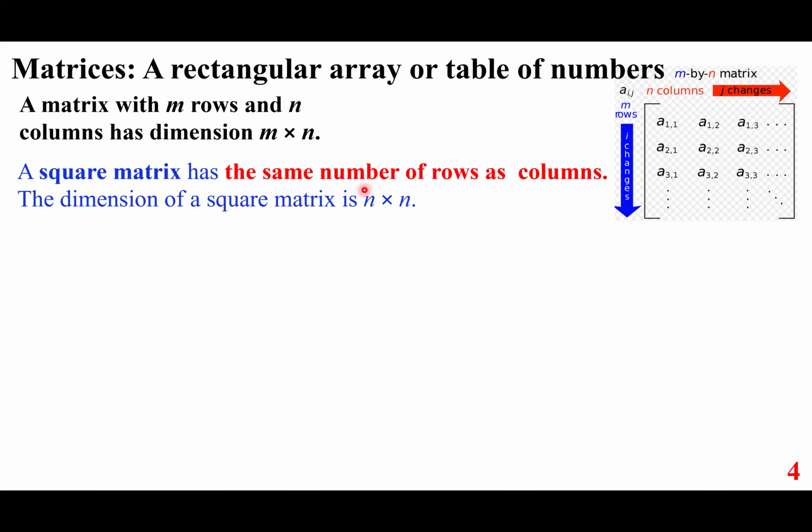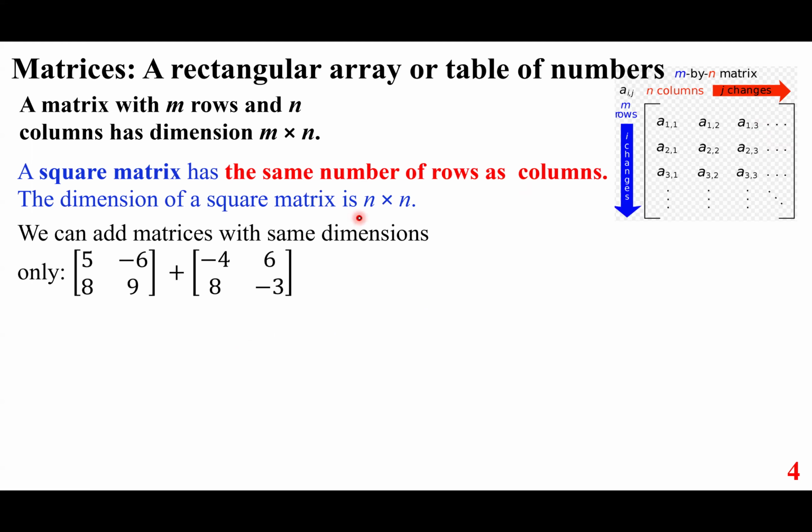A square matrix has the same number of rows as columns. The dimension of a square matrix is n by n. We can add matrices with the same dimension, and that's the key, everybody. So if I want to add them up, I just add up components, 5 and negative 4, we get positive 1. Minus 6 and 6, we get 0. 8 and 8, we get 16. 9 and negative 3, we get positive 6. That's how we add it.